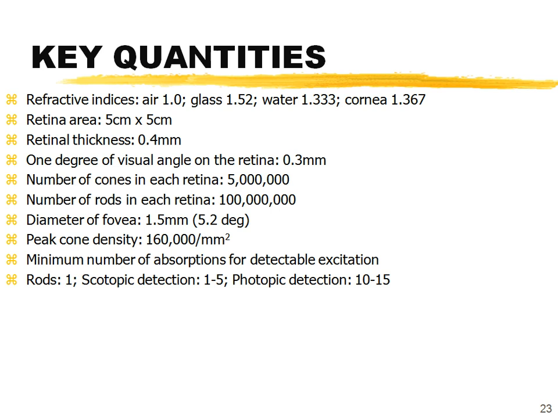Okay. Now the minimum number of absorptions for any kind of detection, for any photoreceptor to actually sense something, for rods it's just 1. Right? Low light detection, scotopic detection is 1. Okay. Sorry, for rods normally it's just 1. A single photon of light coming through will fire it off. For scotopic detection, in order to actually differentiate something, it needs about 1 to 5 photons coming through at night time. And of course, for photopic detection, you need 10 to 15. Right? Much higher number of photons need to come through during daytime.